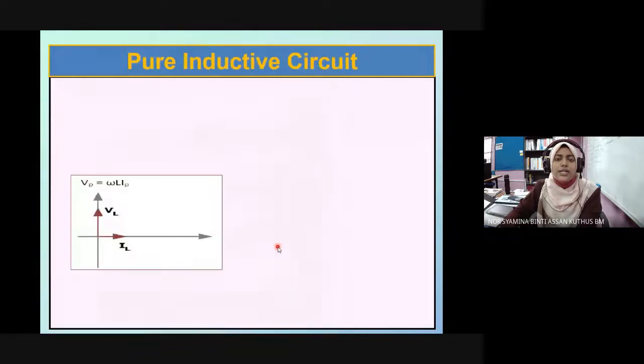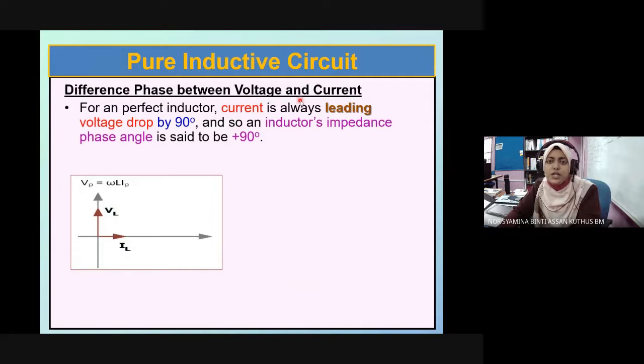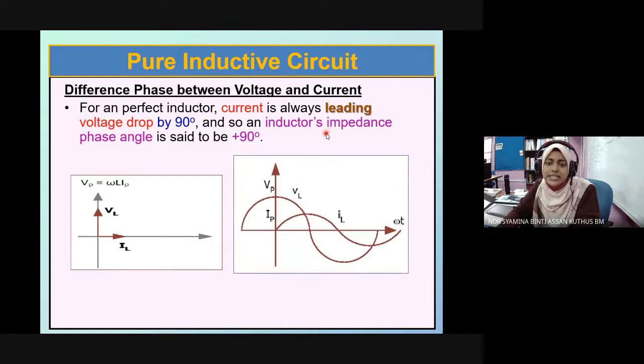Okay, so pure inductive circuit kita tengok. So different phase between voltage dan juga current. So for any perfect inductor, current is always leading voltage drop by 90. So inductor's impedance phase angle is said to be 90 lah. So ini adalah ZL. Betul lah. Dia leading lah. I leading. Dan let voltage.